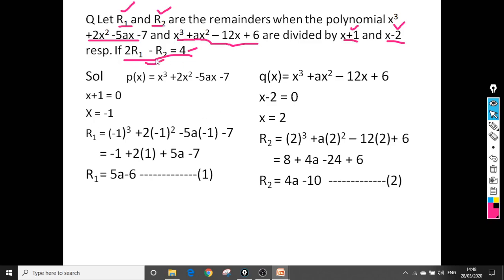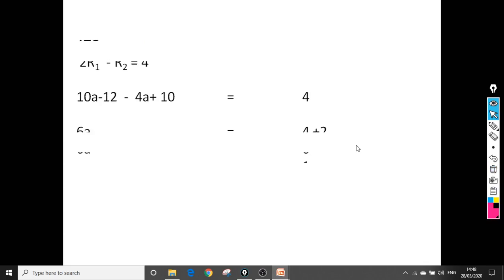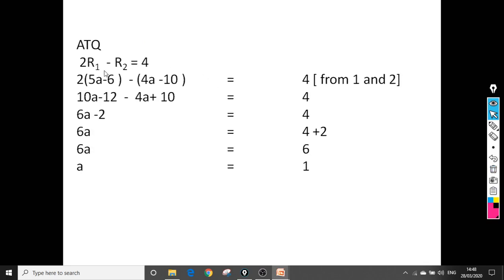This condition is given in the question. Let us do it. Here, the condition is 2 times r1 minus r2 is equal to 4. The value of r1 is 5a minus 6, and the value of r2 is 4a minus 10. These values we have substituted from equation number 1 and equation number 2.